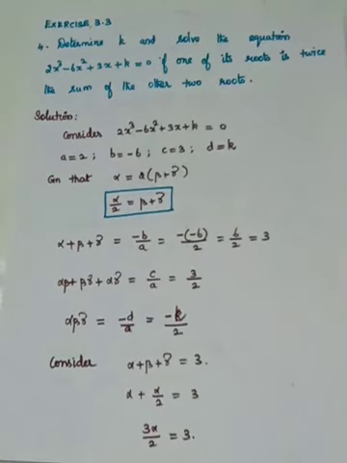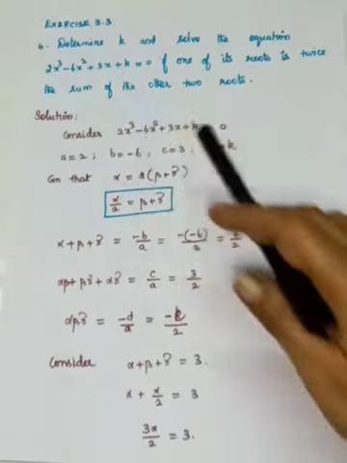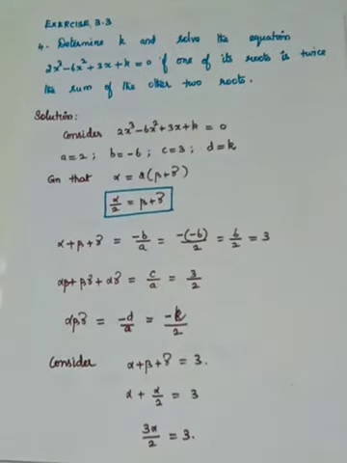Determine k and solve the equation 2x cube minus 6x square plus 3x plus k is equal to 0, if one of its roots is twice the sum of the other two roots, it is given. Okay, so we have to find the value of k as well as solve the equation. Solve the equation means we have to find the roots of the equation.